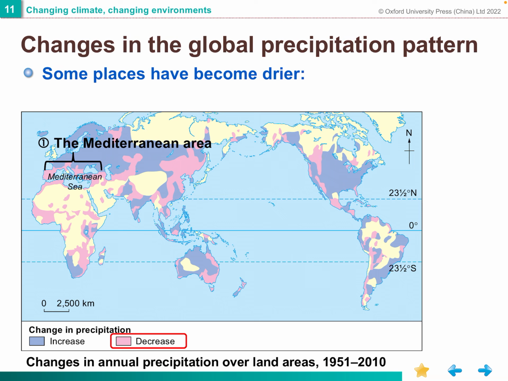So like the Mediterranean Sea, a very difficult word. Mediterranean Sea, a very famous sea in southern Europe. They have less rainfall. East Asia, although Hong Kong will have more rainfall, some places like Beijing, Shanghai, North Korea have less rainfall. The Sahel is a place in Africa, and they have less rainfall.